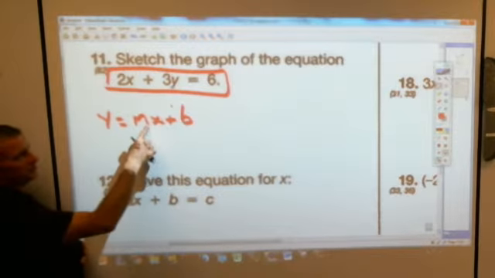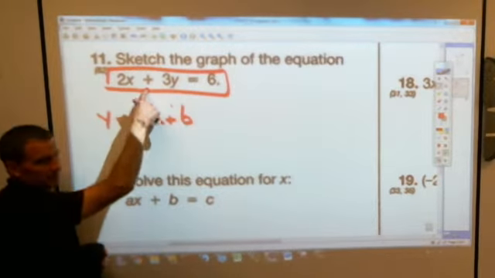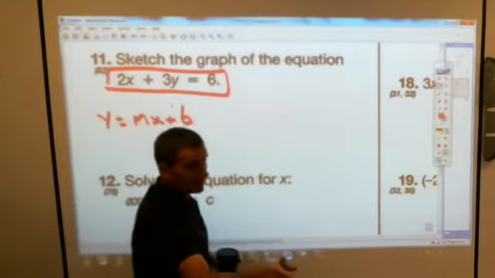This is slope-intercept form. This is given in, what form? I have no idea. You don't remember this at all? That is given in, somebody? Y-intercept. Nope. Slope. This is standard form.